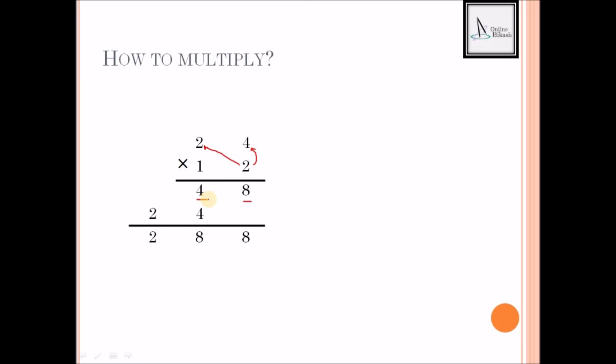And in the third step, we have finished with this 2 because there is no more number. If there were another number, we would multiply it with this 2. Since there is no number, we are not going to multiply this 2 again. So let us take this 1 now. With 1 we will multiply first 4.